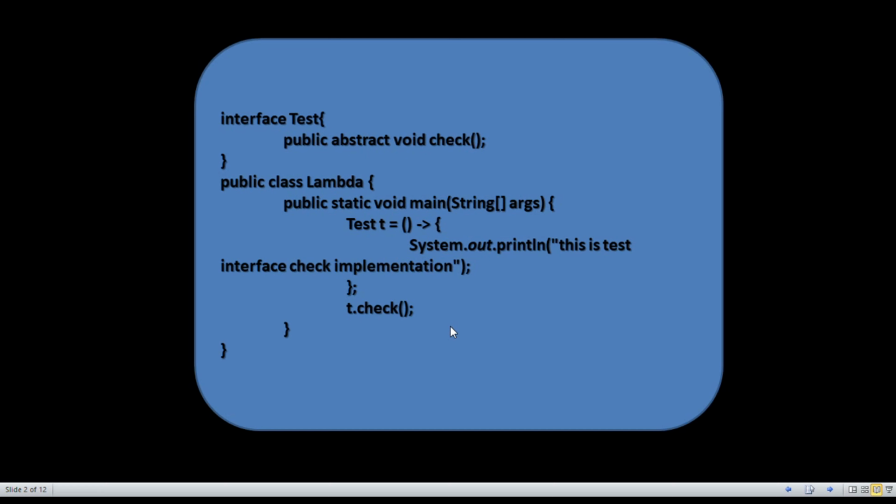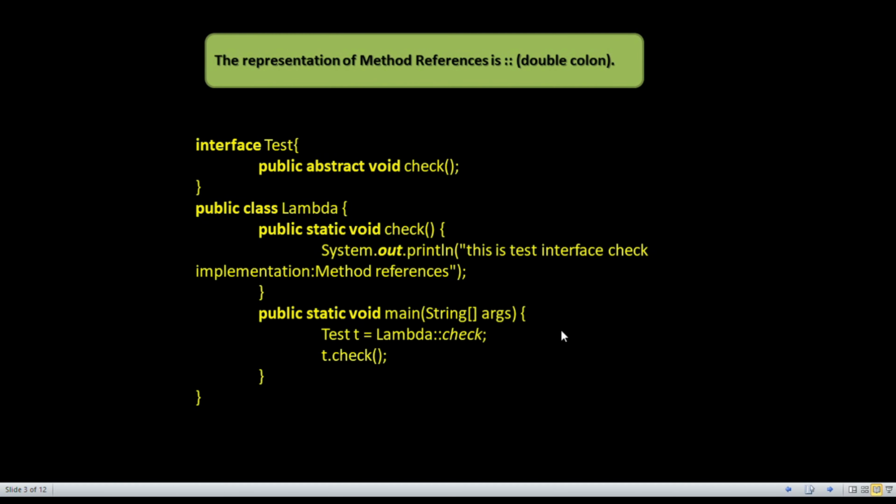To avoid that confusion, we implement separately in one method, and later if we want to point to that method, we have an alternative way, that is method reference. The same program we rewrite by using method reference. The representation of method reference is double colon.